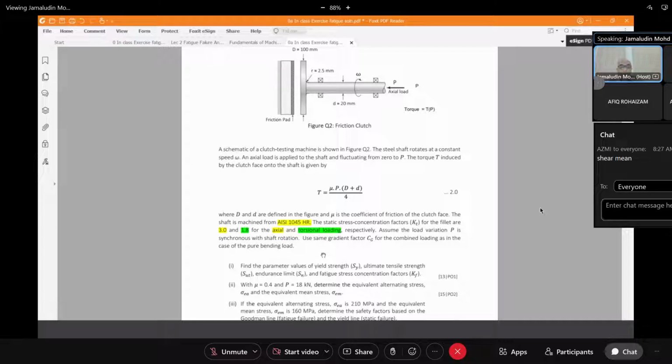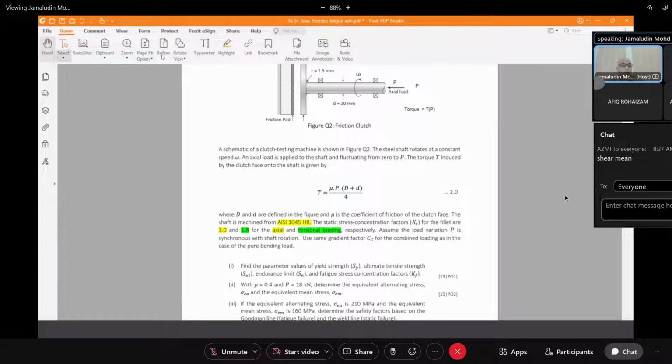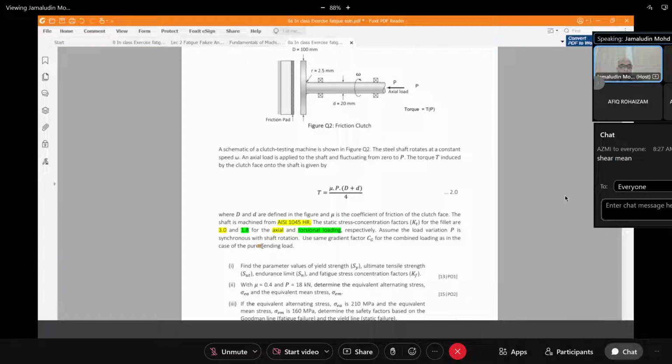Assume the load P is synchronized with the shaft rotation. Assume CG is combined loading to the pure bending. It is mentioned to you that the CG for this one is assumed to be a bending loading.